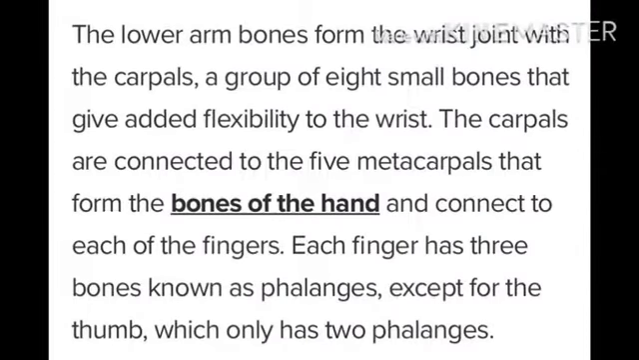The lower arm bones form the wrist joint with the carpals, a group of 8 small bones that gives added flexibility to the wrist. The carpals are connected to the 5 metacarpals that form the bones of the hand and connect to each of the fingers. Each finger has 3 bones known as phalanges, except for the thumb, which only has 2 phalanges.